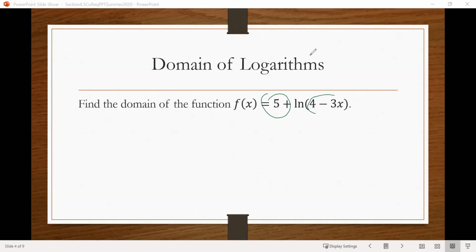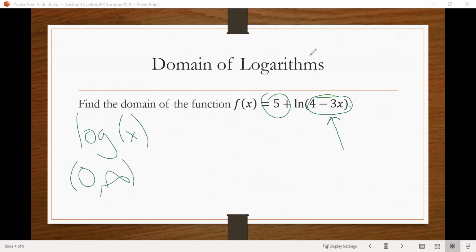Notice that the x is inside of a logarithm. Well, we just saw the domain of something like log of x. The values for x had to be basically anything bigger than 0. So what that tells us is that what's inside of our log, 4 minus 3x, has to be bigger than 0. And notice it can't be equal to 0 because we have a parenthesis over here.